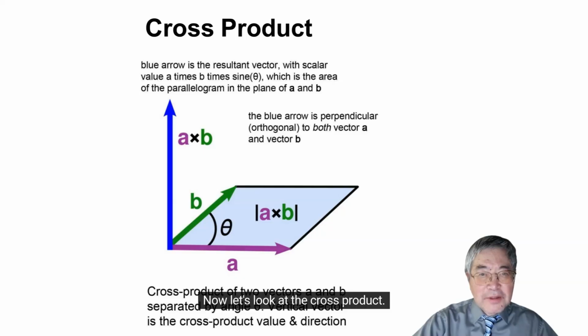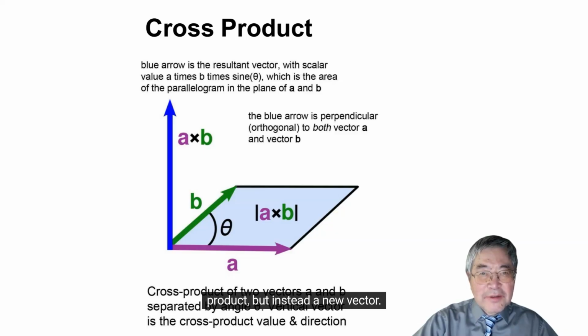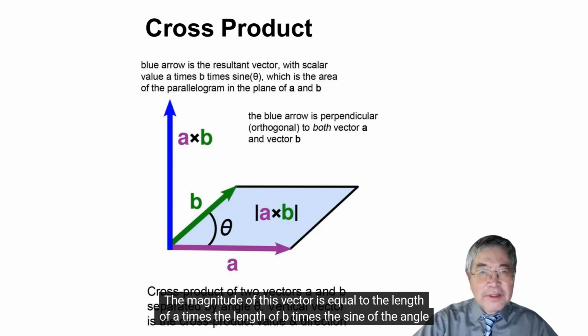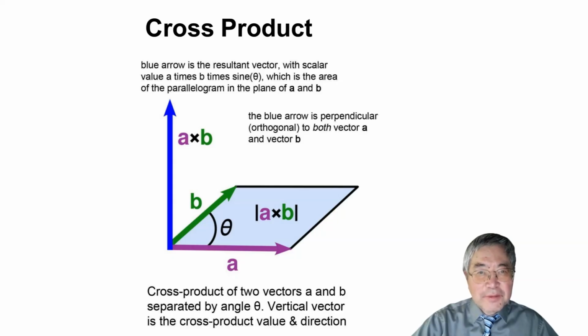Now let's look at the cross product. When you take two vectors, say vector A and vector B, their cross product is not a scalar like the dot product, but instead a new vector. The magnitude of this vector is equal to the length of A times the length of B times the sine of the angle between them. The direction of the result is perpendicular to the plane formed by A and B, determined by the right-hand rule.